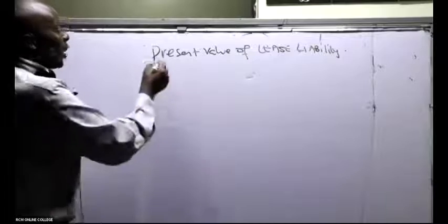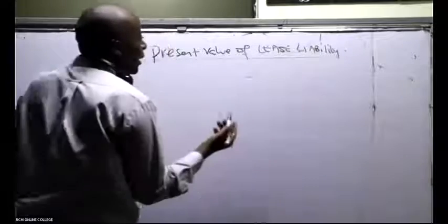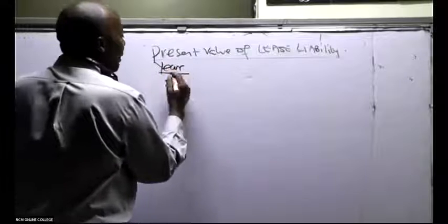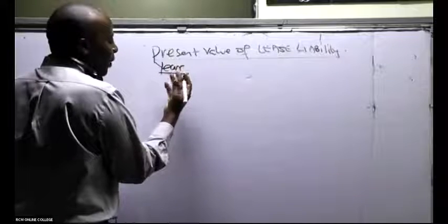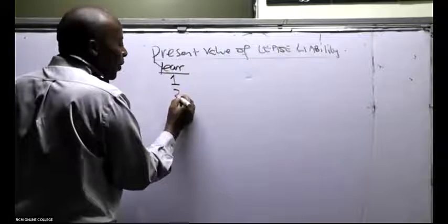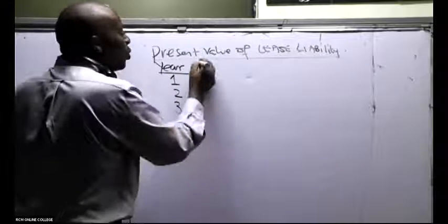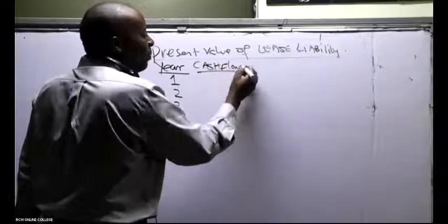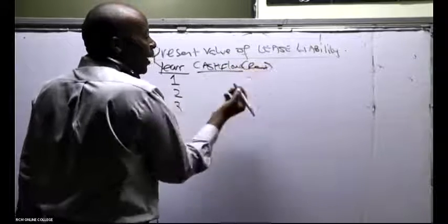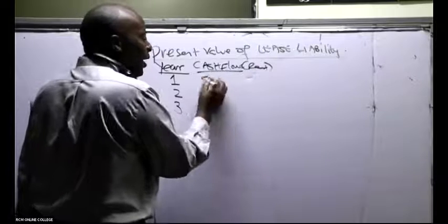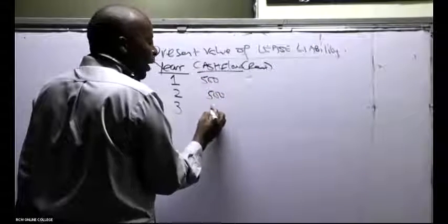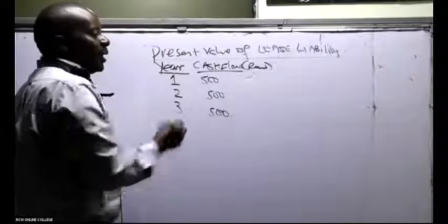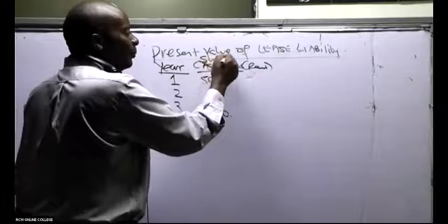So the first thing that I'm doing here is to calculate the present value of lease liability. So we have here the lease period, not the economic lifetime of the machinery. The lease period is year 1, year 2, year 3. And we are going to have our cash flows here as the tenants. We are paying rent, you know. We are paying 500 every year, in shillings, thousands, remember.